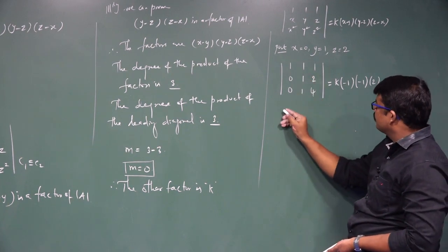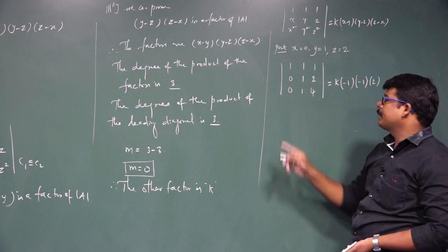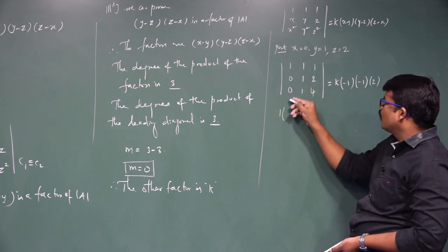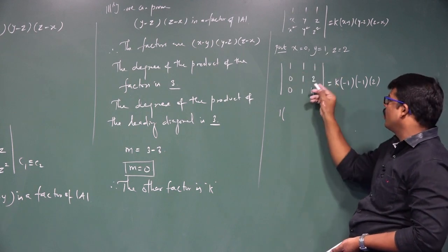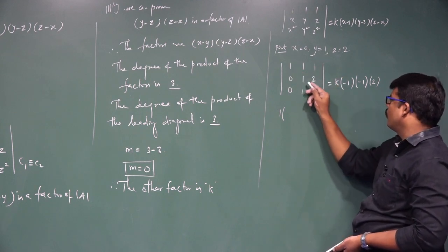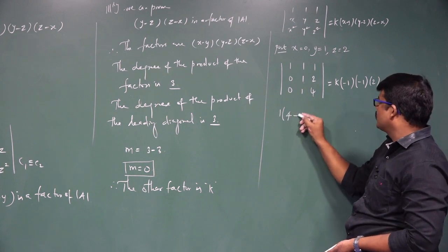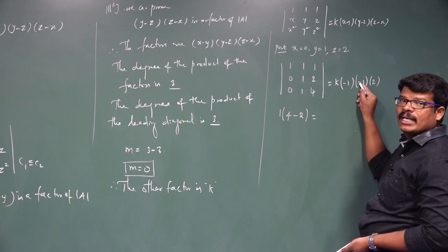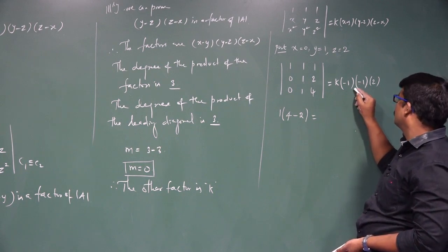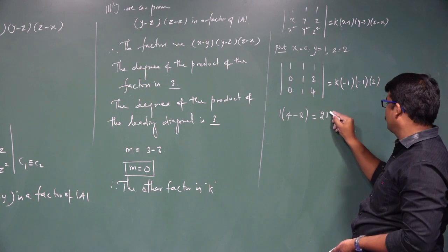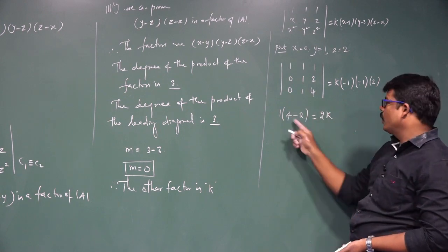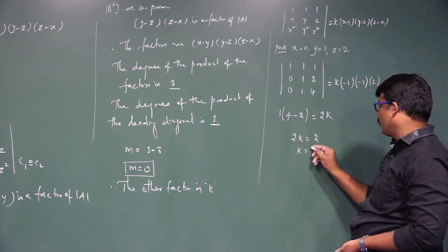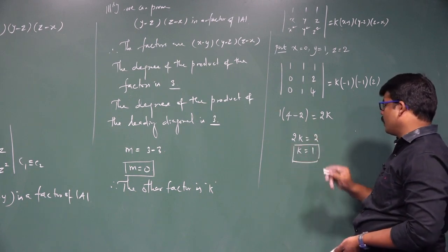Now expanding the determinant column wise. First, take the element 1; eliminate its row and column, getting the minor matrix 1, 2, 1, 4. 1 times 4 is 4, minus 1 times 2 is 2. Equal to minus 1 into minus 1, minus into minus is plus, plus 1 into 2k. 4 minus 2 is 2, so 2k equal to 2, and the k value equals 1.